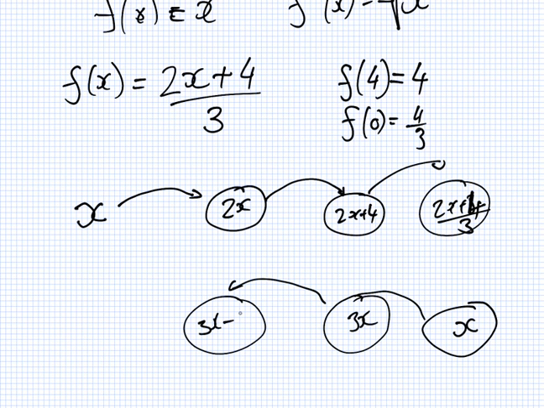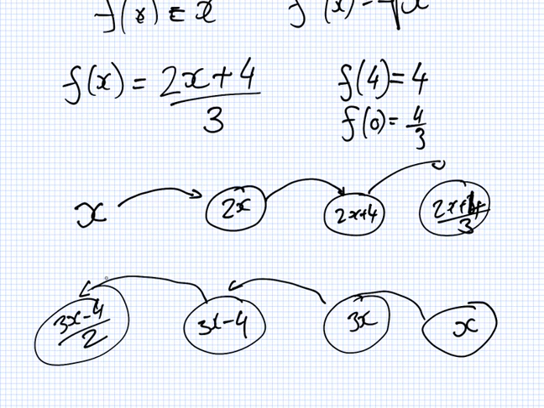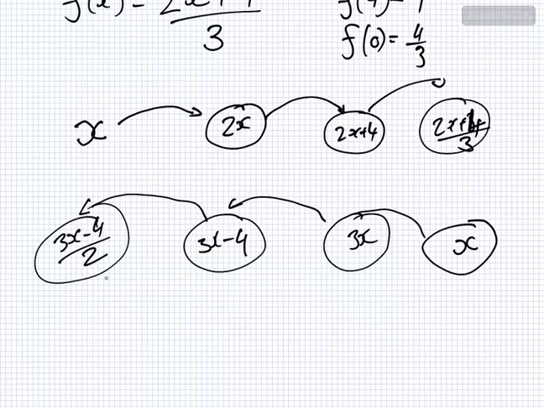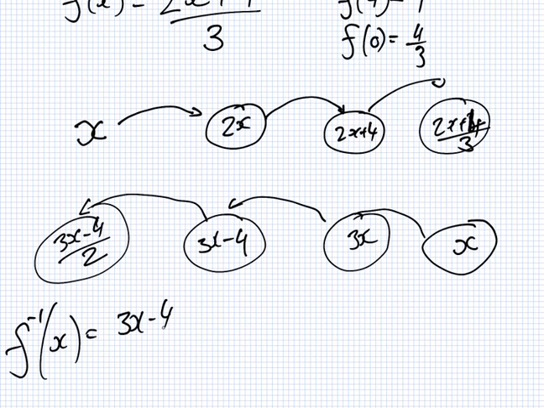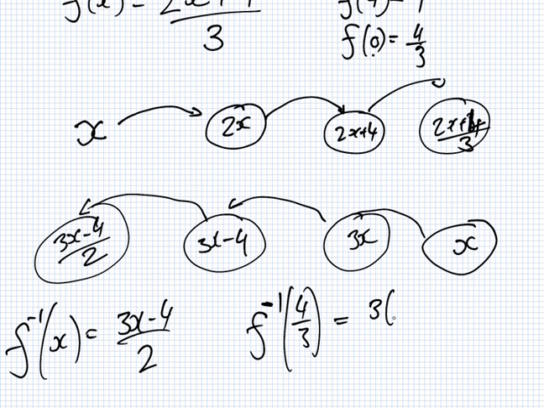And so on. So what's the inverse function here? Well, it's not as obvious. What do you think? 3x minus 4 over 2. Now, one way you can find it is by using these kind of set diagrams. So if you think about the x as your starting point, what's the first thing you do to x? You multiply it by 2. So it becomes 2x. And then what's the next thing you do to the x? You add 4 to it. And then what's the last thing you do to the x? Divide by 3.